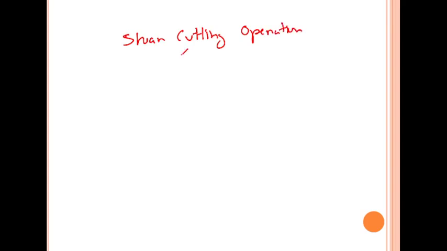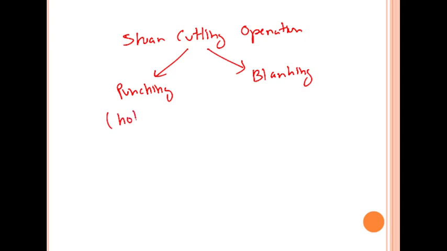It is a shear cutting operation which can be mainly divided into two categories. Those are punching and blanking operation. In punching operation, what will happen? Punching operation is the process of producing holes, and in this process we'll be producing a disc. So we'll be having a sheet metal from which we'll have to punch out a hole with the help of a punch. This is called the punching operation.